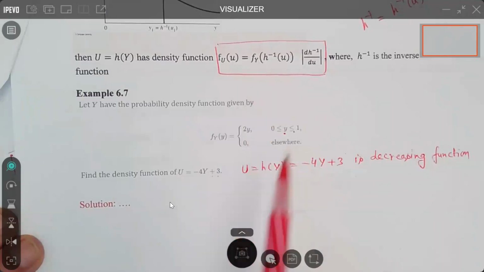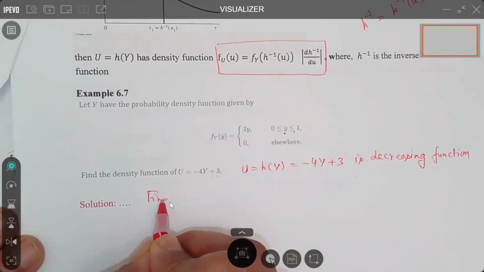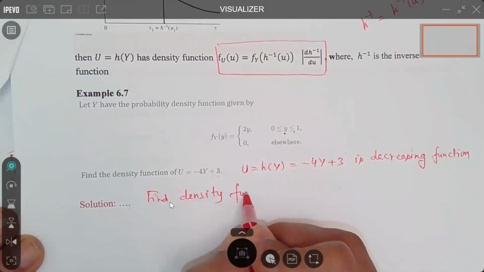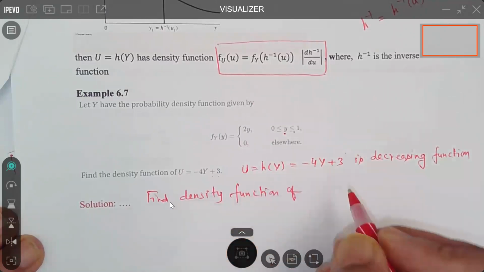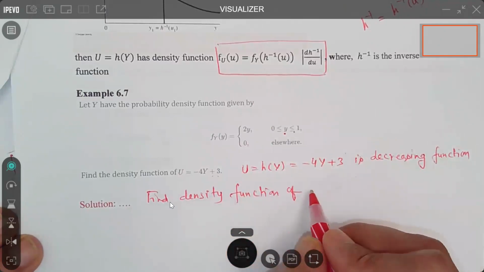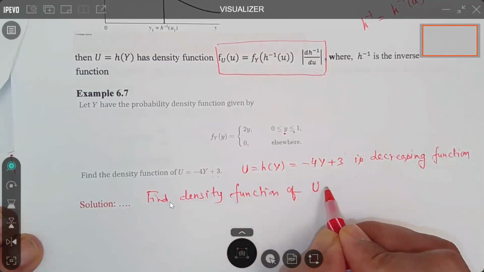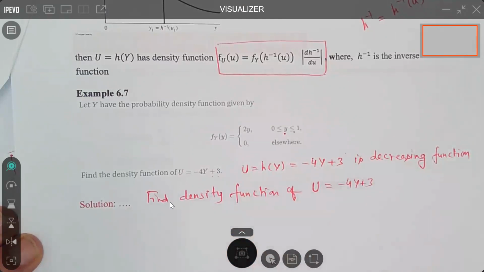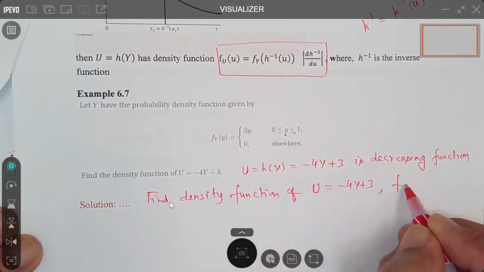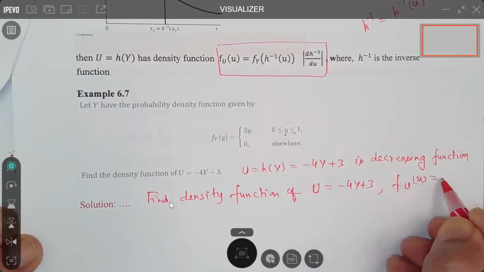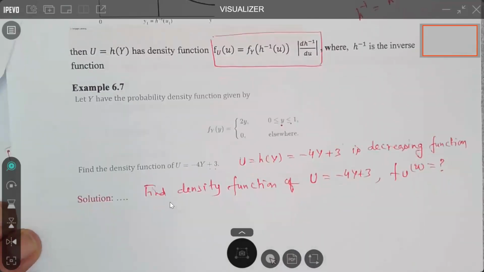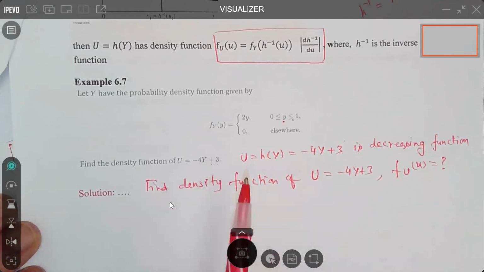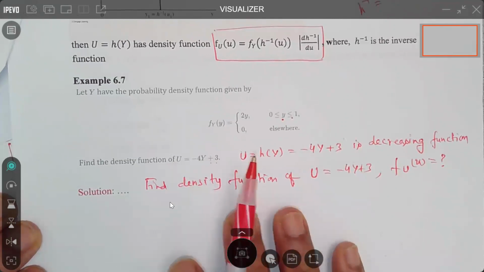We want to find the density function of u, where u equals minus 4y plus 3. That's what we want to find, right? So that is f_U equals what? Okay, the Friday quiz will have a problem similar to this one, okay?